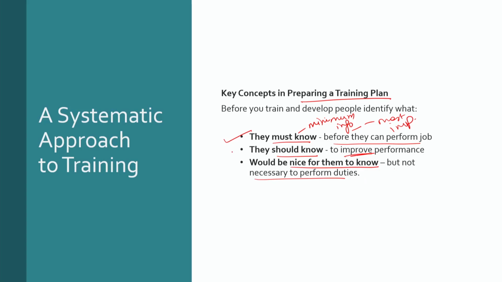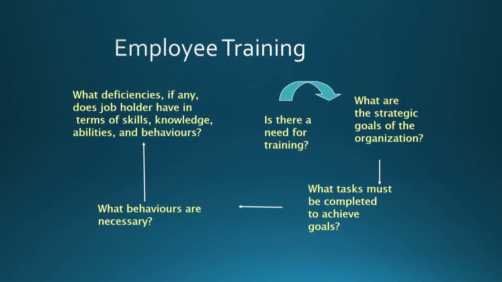So this is a systematic approach to training. When we design a training program, they must know certain things, they should know certain things, and it is nice for them to know certain things. So the process which we follow in a training program: we first identify the need for training, which we shall be discussing soon. So we first identify, is there a need for training? And then we move on to discuss what the strategic goals of the organization are. We wish to match this need with the goal. What tasks must be completed to achieve these goals?